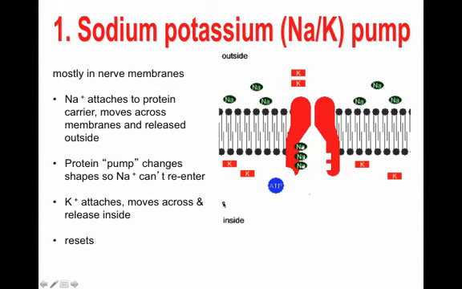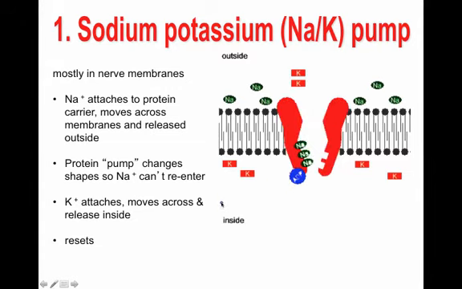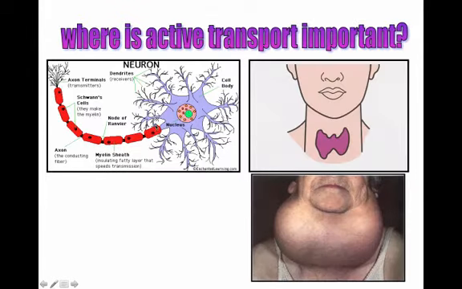Again, this occurs in the nervous system, and that's where we're mostly going to discuss this in biology. And so why are we discussing active transport in Biology 12? Well, as I've already said, in the nervous system, here's a nervous system cell called a neuron.